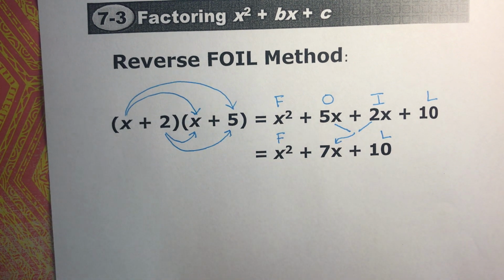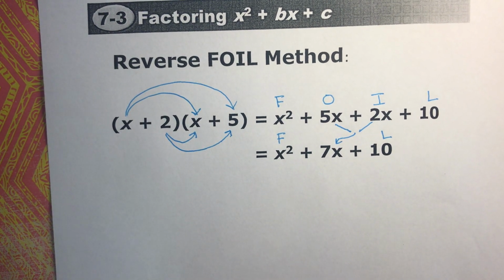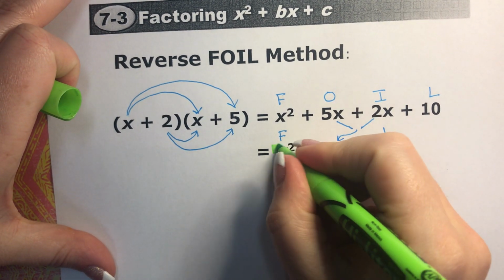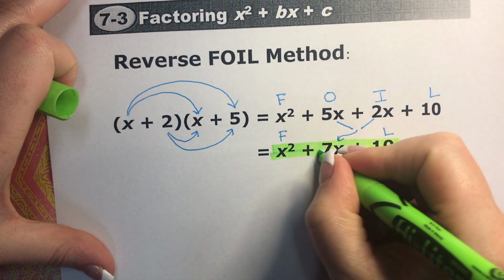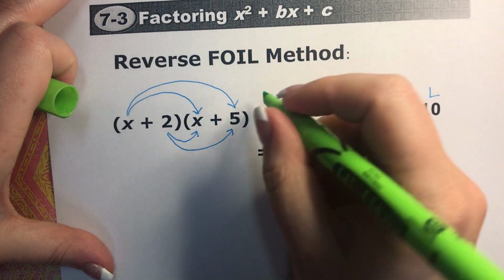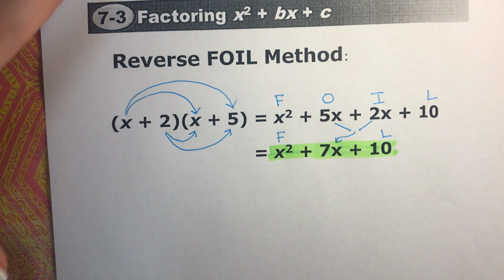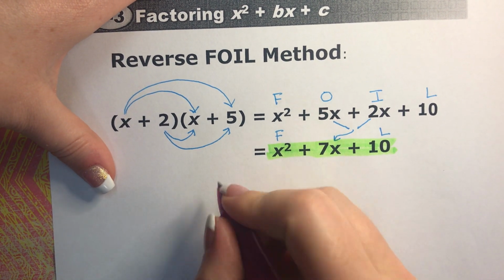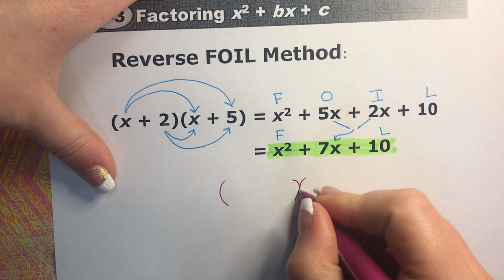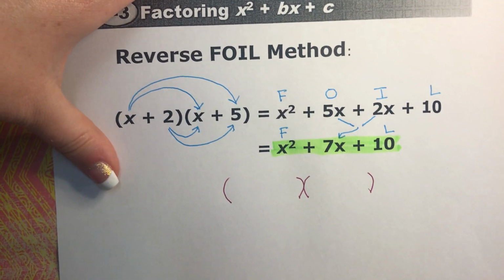So we're going to be given this, and we're going to have to go backwards. I'm going to change up my color. Whenever you have a trinomial, you want to see that it's a trinomial.